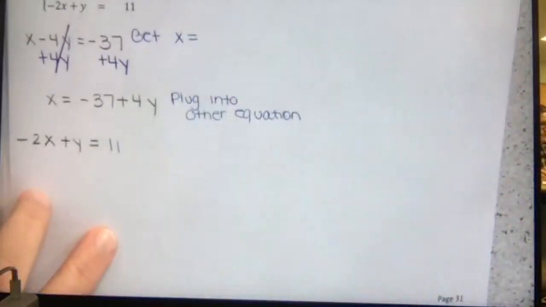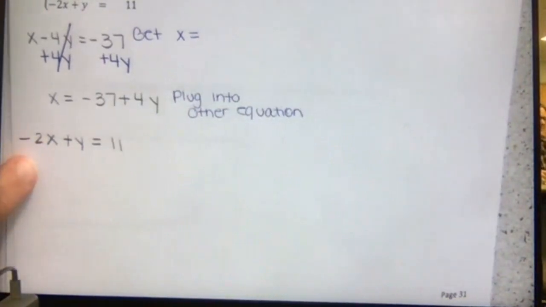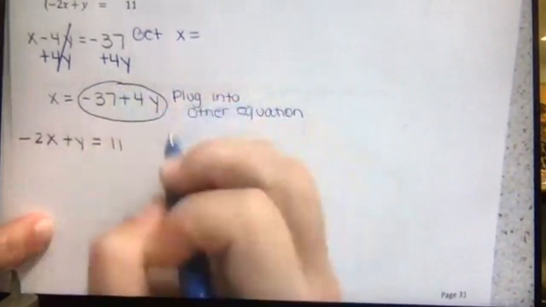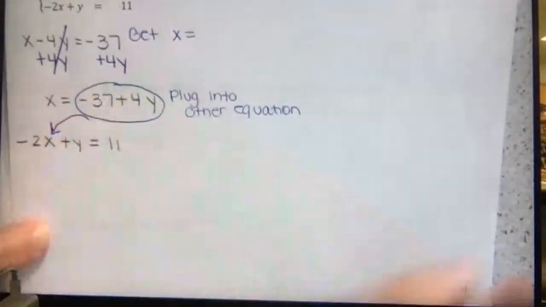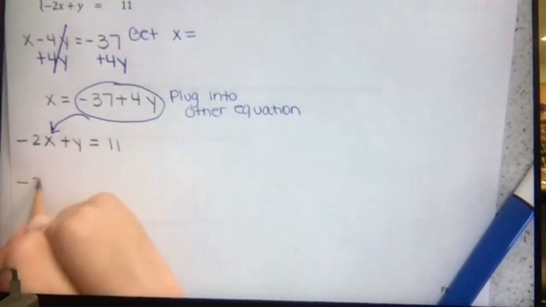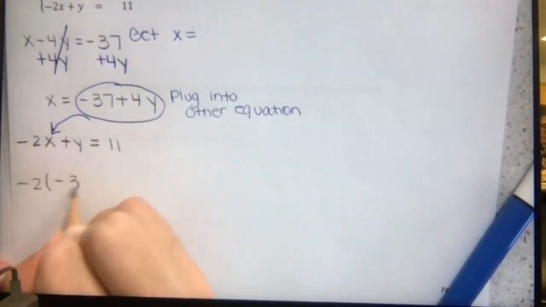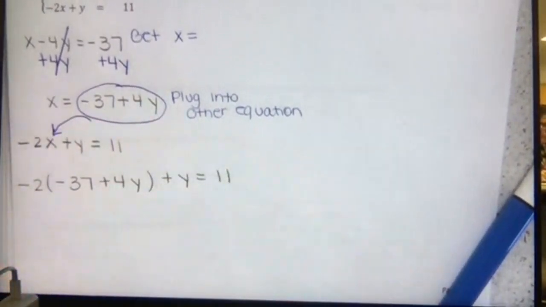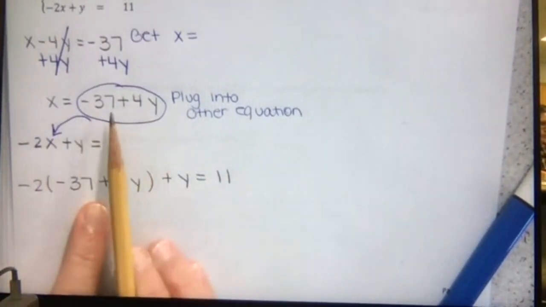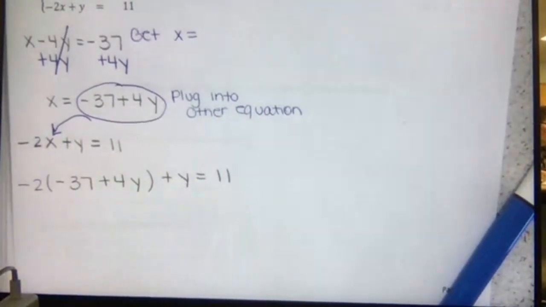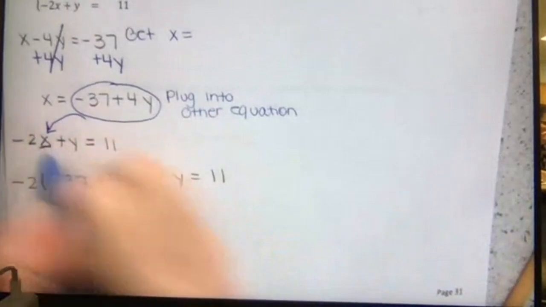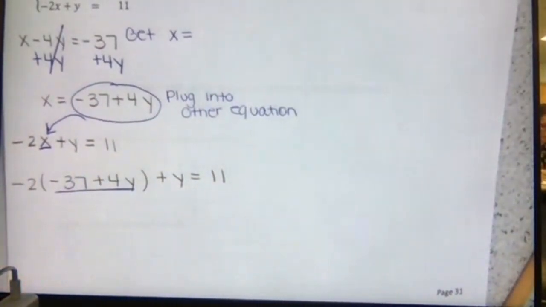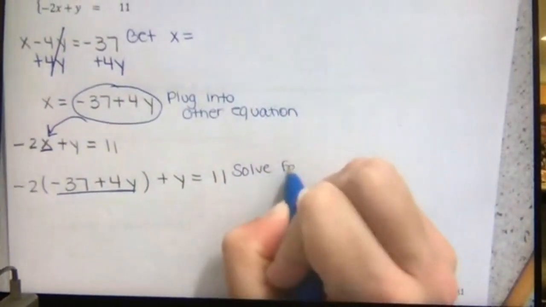So negative 2x plus y equals 11. We know that x equals negative 37 plus 4y, so I can plug that in for x. Negative 2, instead of x, I can plug in negative 37 plus 4y, plus y equals 11. Here, instead of x, we're plugging in what we found x was, negative 37 plus 4y. Now I only have y's, so now we can solve for y.